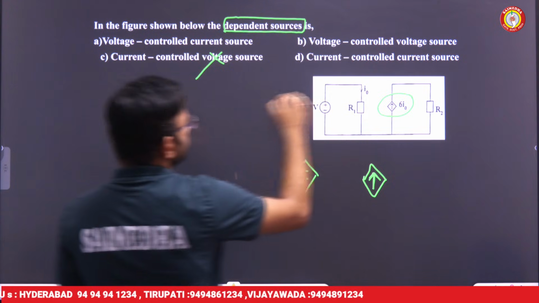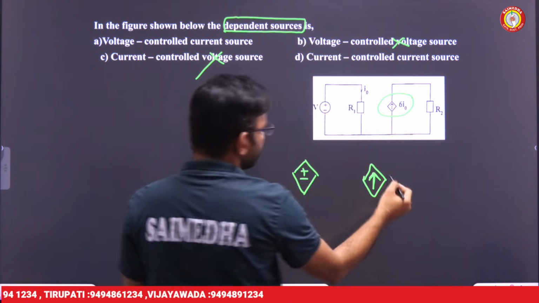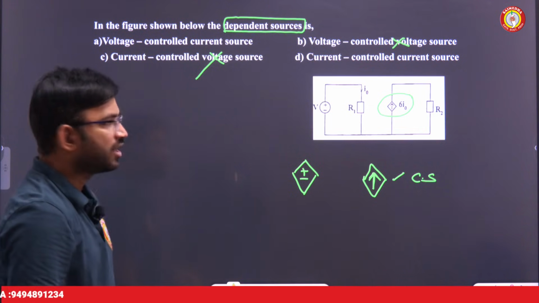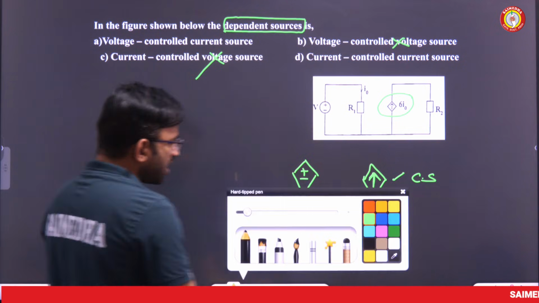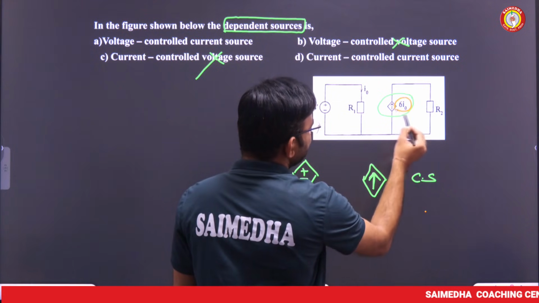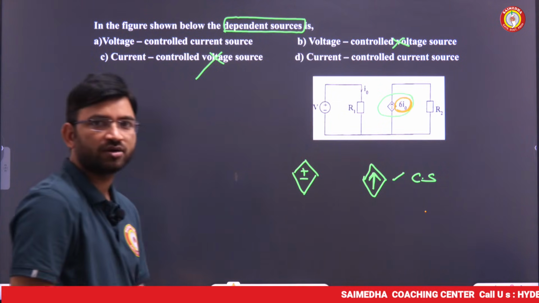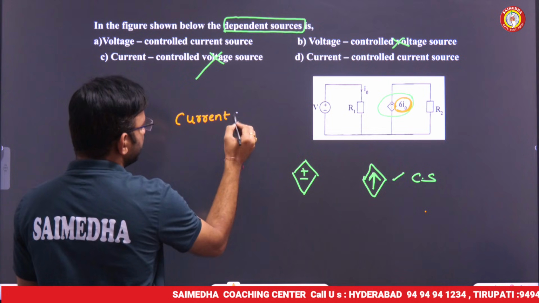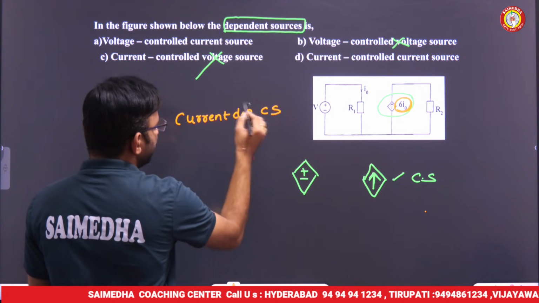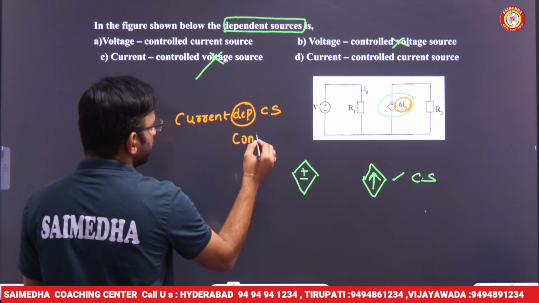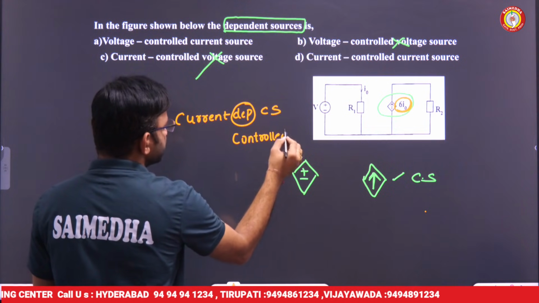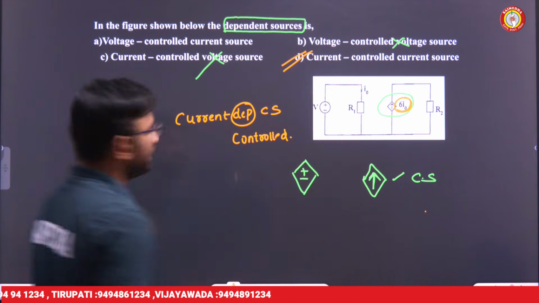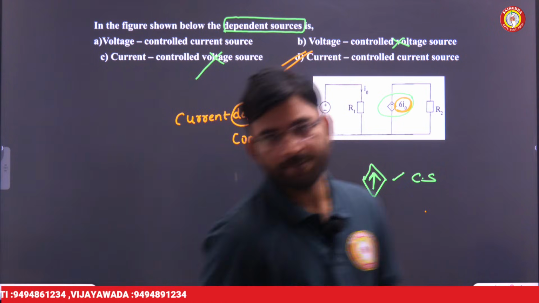This is not the voltage source. This is not the voltage source. Why? Because inside, an arrow is there. It is a current source. Easily we can eliminate 2 options, sir. Now we need to find out, of the 2 options, what source it is. Sir, here the dependent is a current element, 6 into I naught. That's why it is called a current dependent source. Dependent is also called controlled. Dependent is also called current controlled. So current controlled current source. So option will be D, sir, current controlled current source.